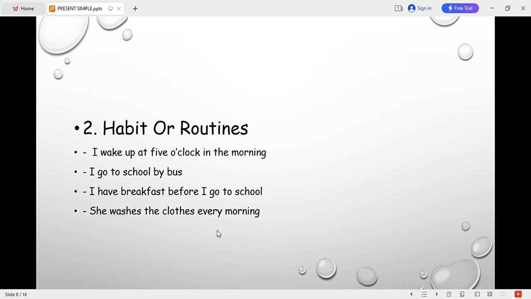Next, for condition number 2, habit or routine, daily routine, or we can also say habitual action. Number 1: I wake up at 5 o'clock in the morning. So this is the daily routine done by me, the subject I, waking up at 5 o'clock in the morning. Every morning, around 5 o'clock, the subject I always wakes up. That's the routine.